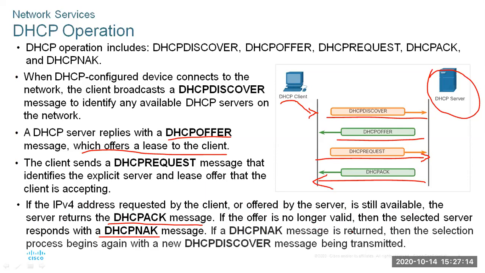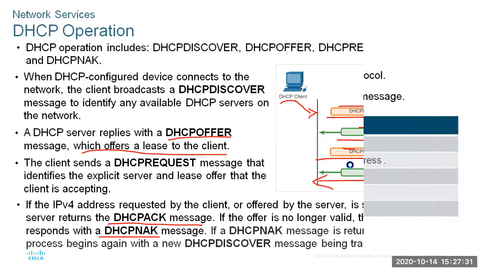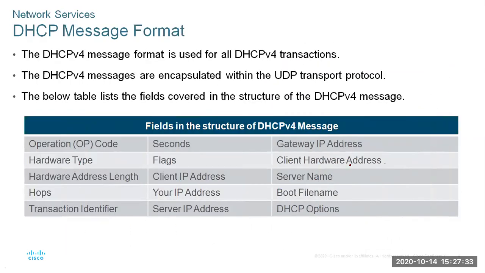That means the message is returned and then the process begins all over again. All right, meaning that that IP address is not available. Then the client is now going to send the discover, then back to offer, then request, then acknowledge. Now that is how those particular messages take place.